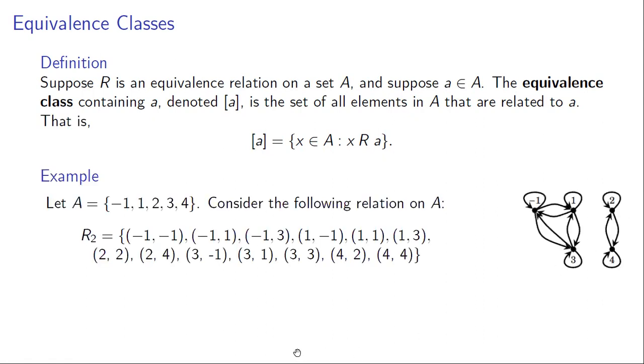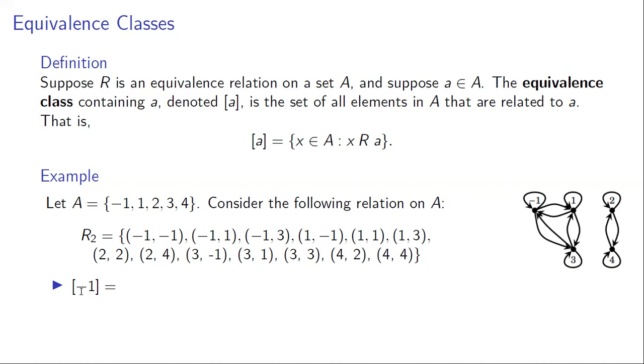So here we have the same relation as just before, the same relation R2, the same diagram, same exact thing. Now here, we would like to find some equivalence classes. So what is the equivalence class of -1? And of course, it's going to depend on the relation.